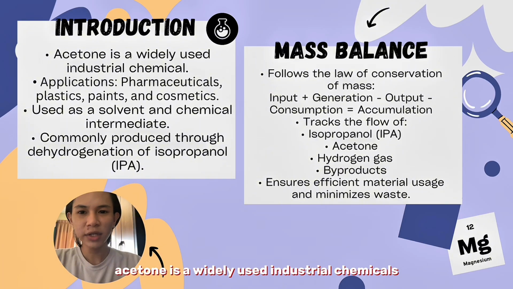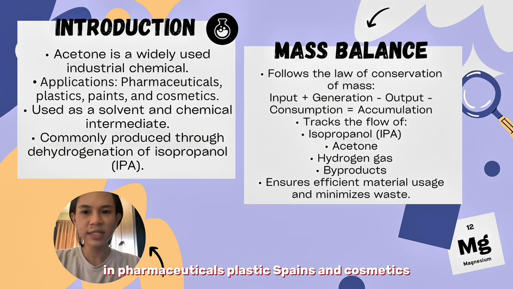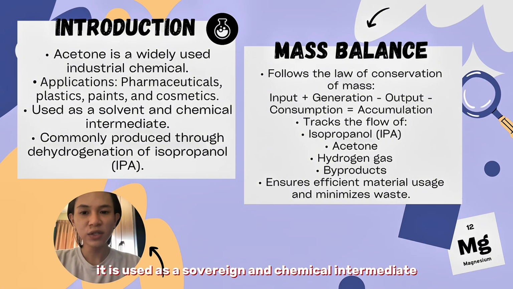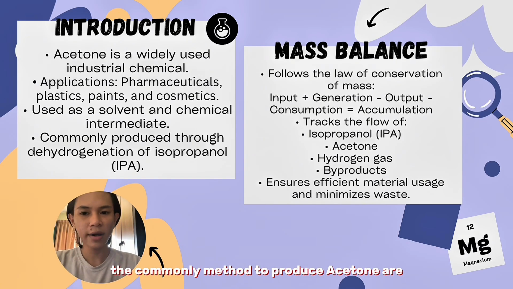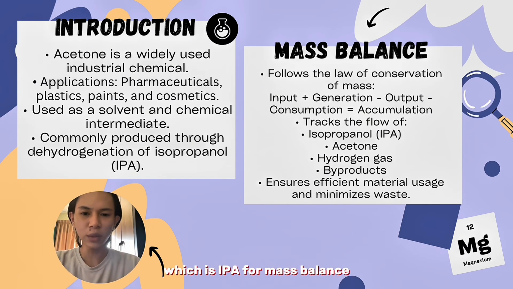Acetone is a widely used industrial chemical in pharmaceuticals, plastics, paints, and cosmetics. It is used as a solvent and chemical intermediate. The common method to produce acetone is the dehydrogenation of isopropanol, which is IPA.